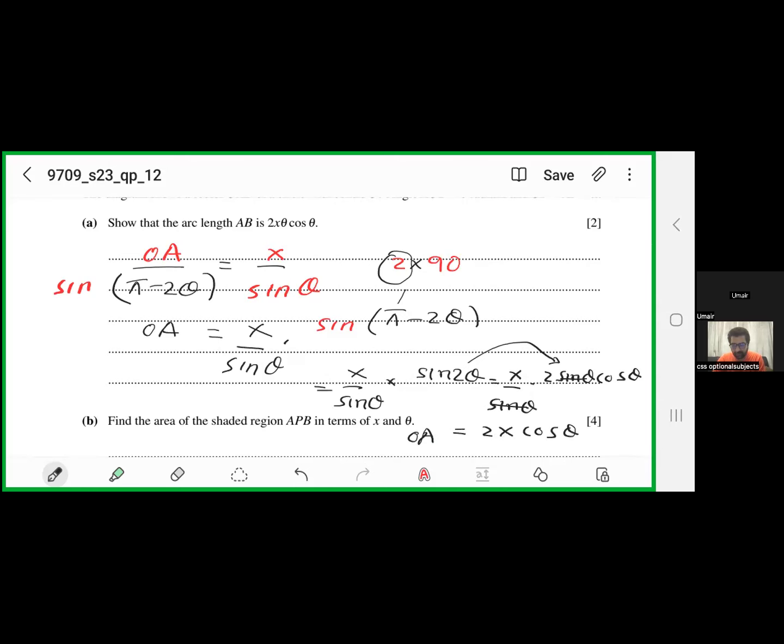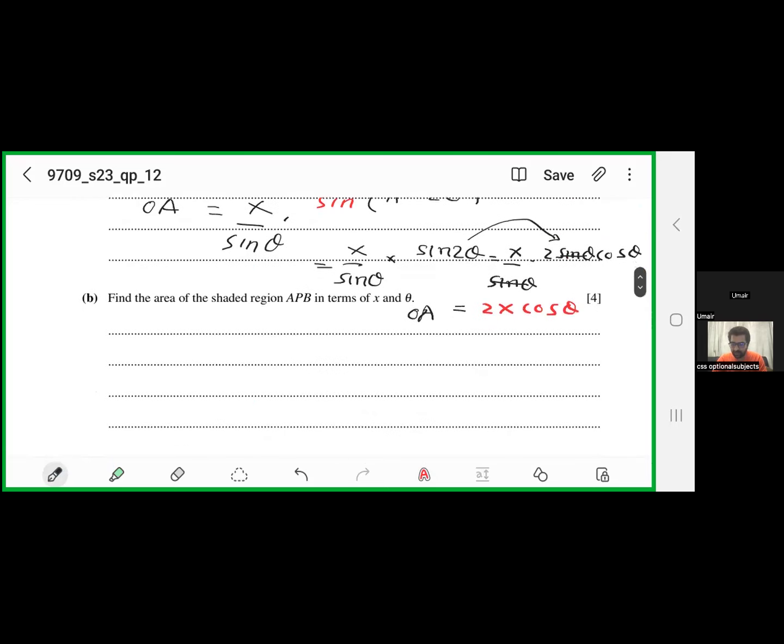And if you have to find the arc length, it has the formula in radians: arc length is equal to r theta. R is 2x cos theta, so the arc length is 2x cos theta times theta. So we have proved this one. This is what you have to prove.